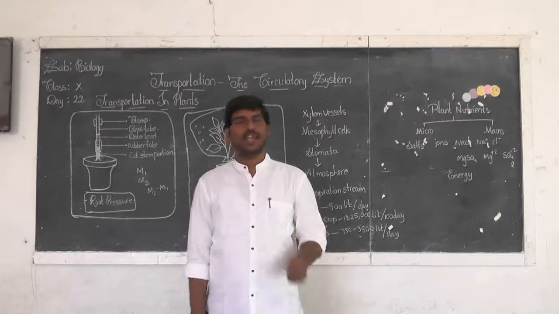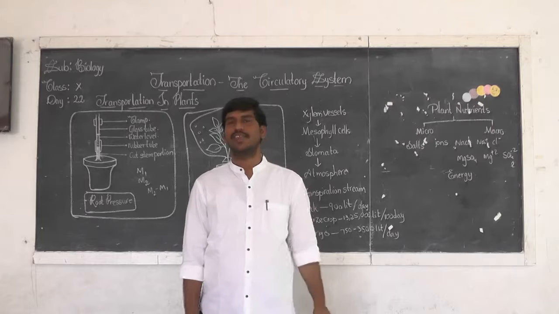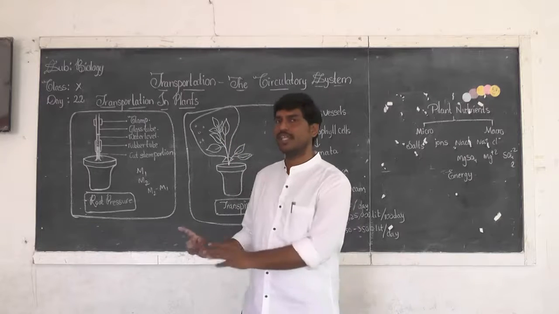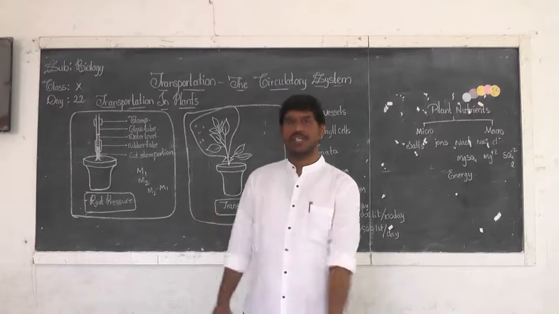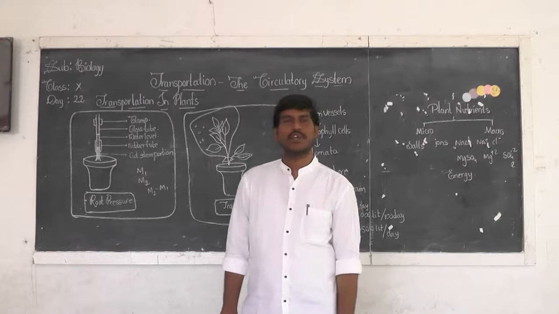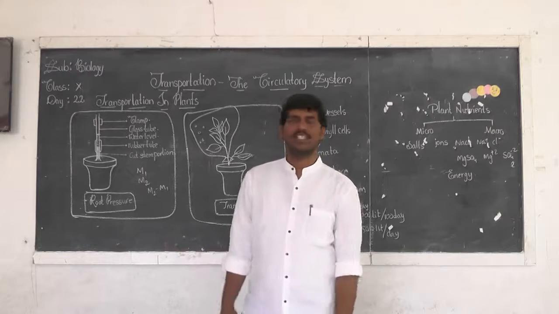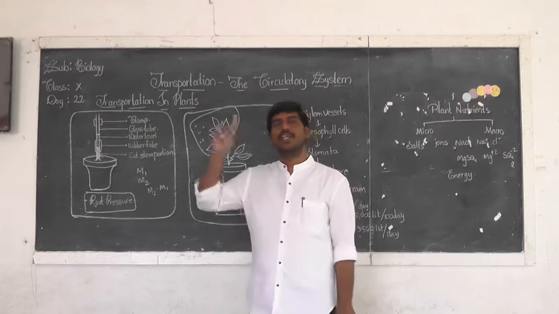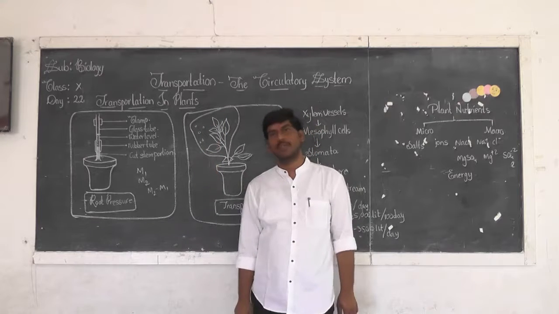Then the second thing: I told you that root pressure is enough in the case of shrubs and also herbs, right? But in the case of tall plants, root pressure is not enough and it can't supply water to the top portions of the plant body.